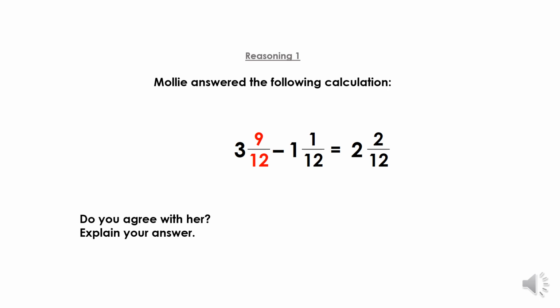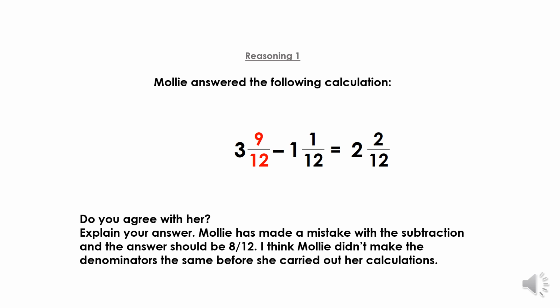So the whole numbers are fine, aren't they? 3 subtract 1 equals 2. So now let's check the fractions. Are they correct? So 9/12 take away 1/12. Does it equal 2/12? No. So we can see that Molly is incorrect. I wonder if you can think of a good reasoning answer. Can you explain to us how we know that she's incorrect? What has she done wrong?